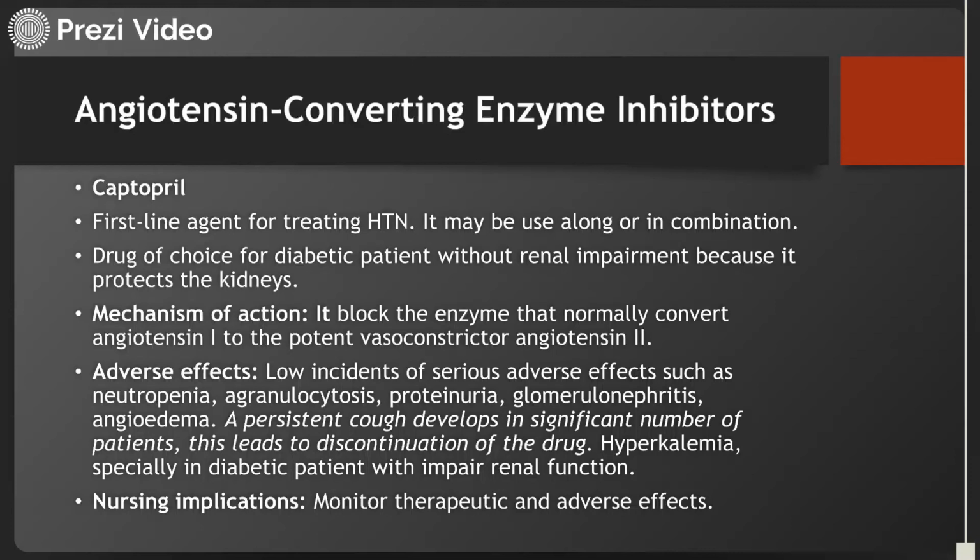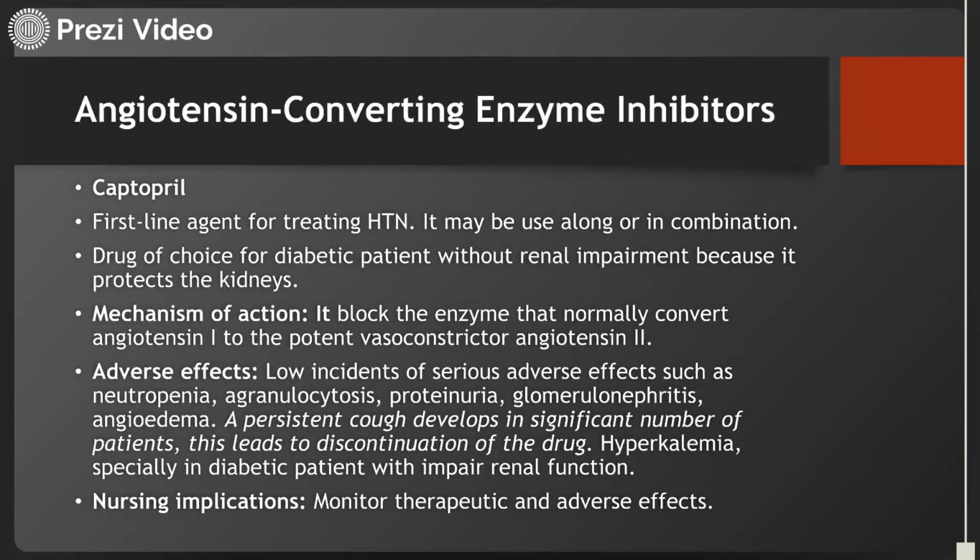This is usually the first line of defense when it comes to treating hypertension. It can be used by itself or in combination with other medications. It is a drug of choice for diabetic patients because, when they do not have renal impairment, it actually protects their kidneys. It reduces the proteinuria, which is formation of the protein in their kidneys, which usually is the one that causes the kidney to get damaged. So that's the reason we like to use it with diabetic patients.